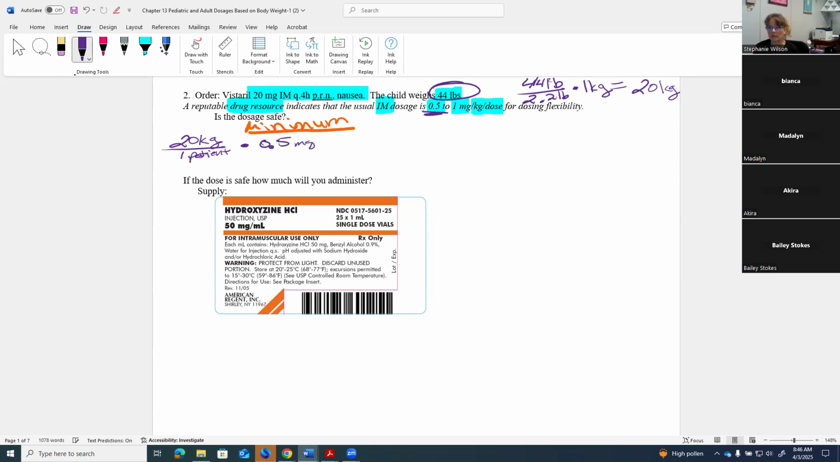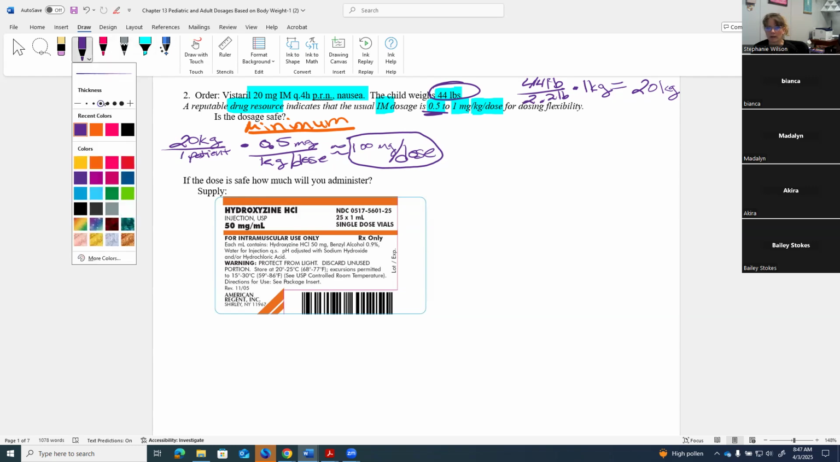Okay, so the minimum is 0.5 milligrams per kilogram per dose. So now I have 20 times 5, which is 100, or sorry. Yes, 20 times 5, which is 100 milligrams per dose. So that's my minimum. So let's come over here and do our maximum.